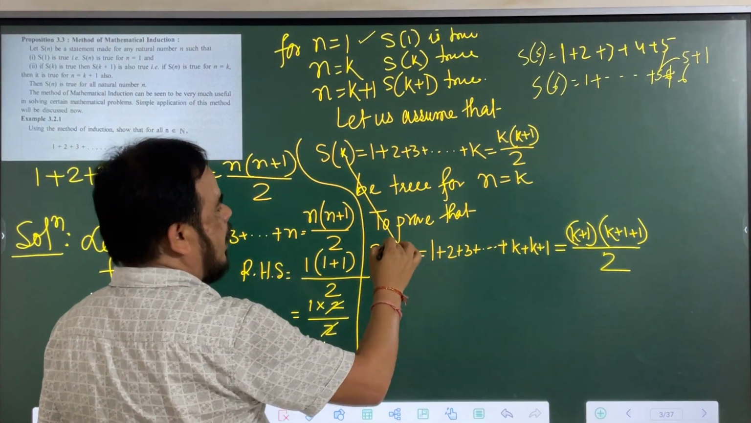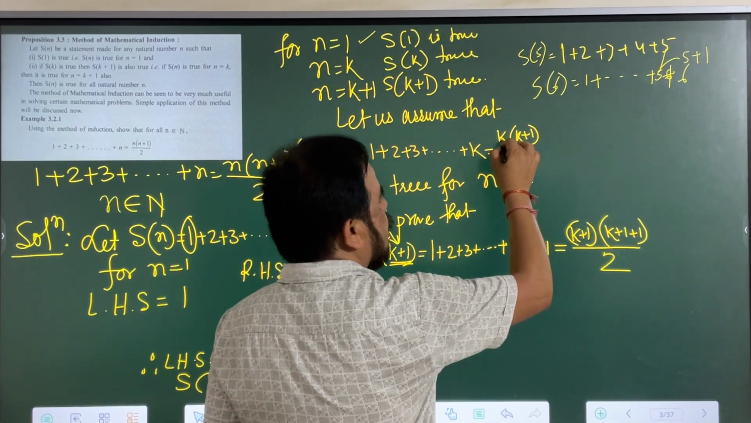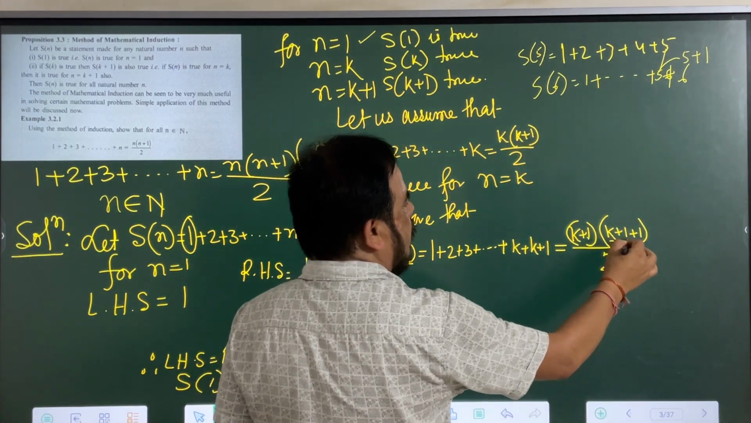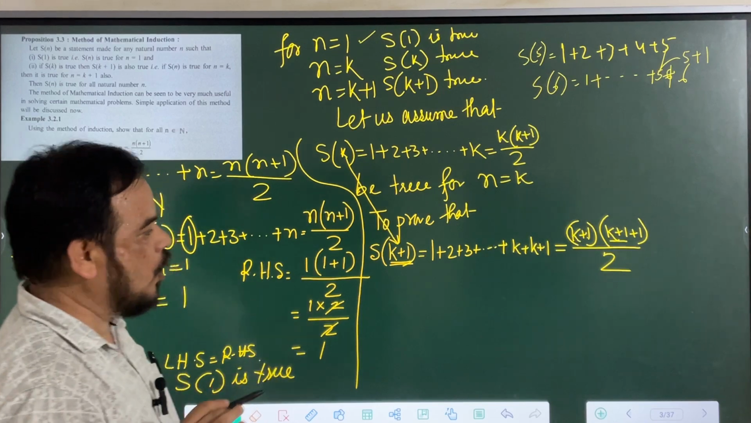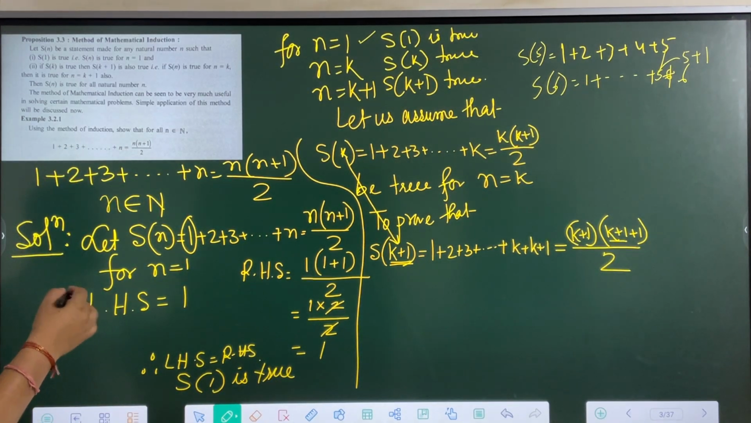In place of k, we have written now k plus 1. So in place of k, k plus 1. Again in place of k, k plus 1. So this is what we have got. I hope you understand. That's only important, how to write.